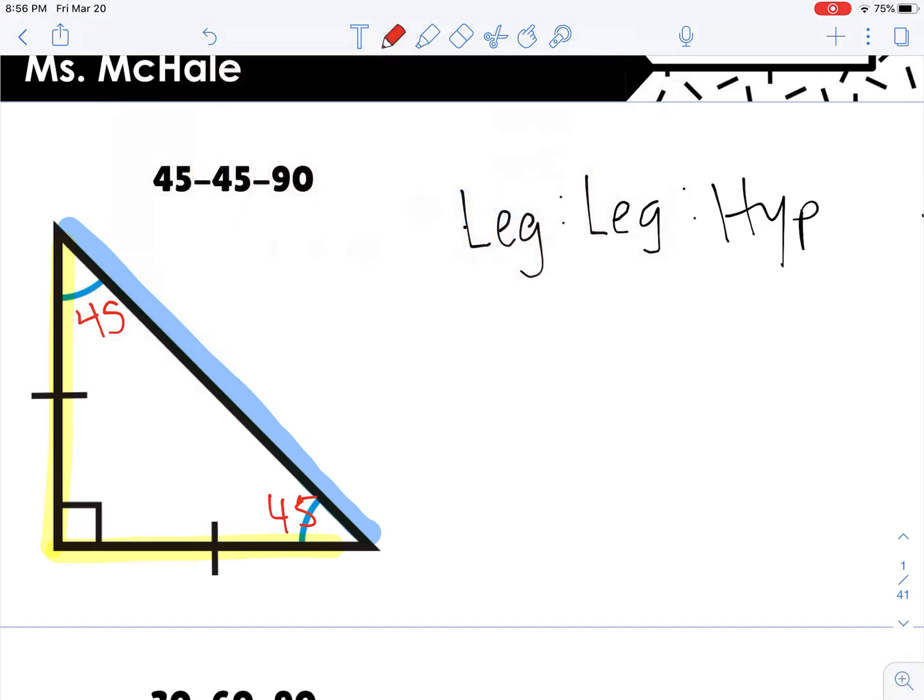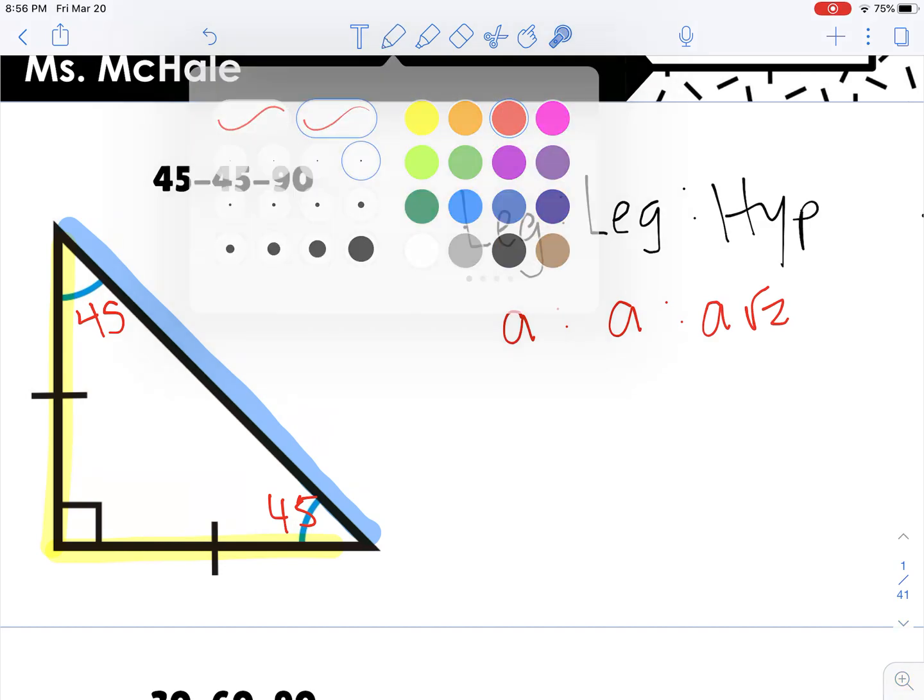The way I like to think about this is that it has an a to a to a square root of 2 ratio. So if I know one of these sides, I would know them all, because the legs are equal to each other and the hypotenuse is square root 2 times longer than the legs. And we can go either way, forward or backwards, to find the missing side lengths.